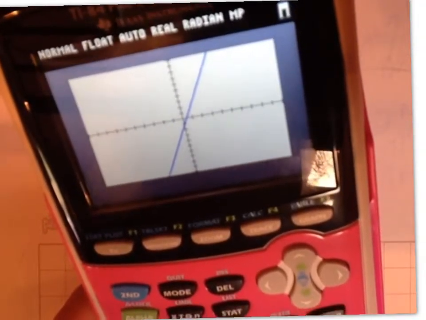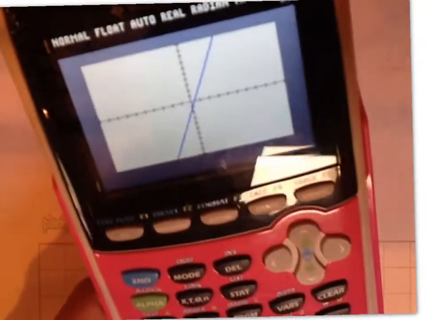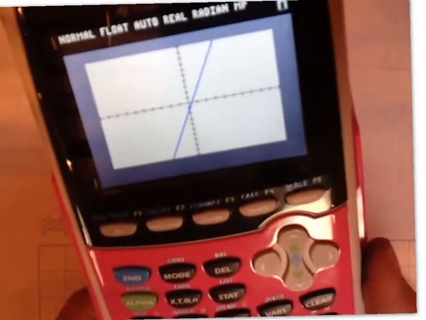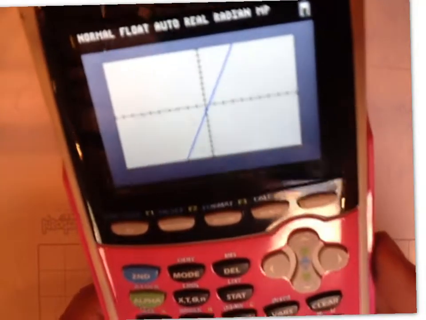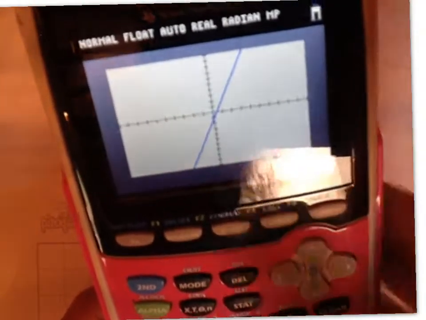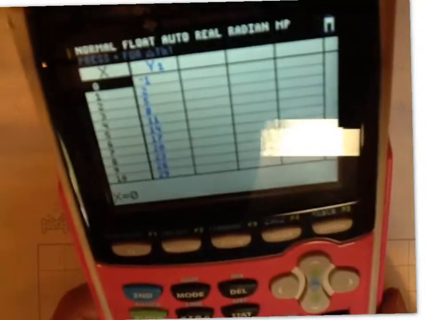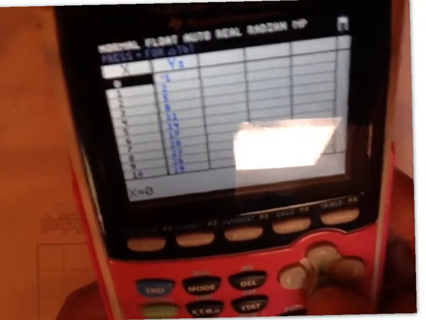Alright, there is the graph of what my line looks like. So you can graph any line you want to and compare it to answer choices to see which picture matches. Also, another thing about this, if you need to know some ordered pairs that are on this line, you can hit second and then table, and it'll give you all the ordered pairs for this line.